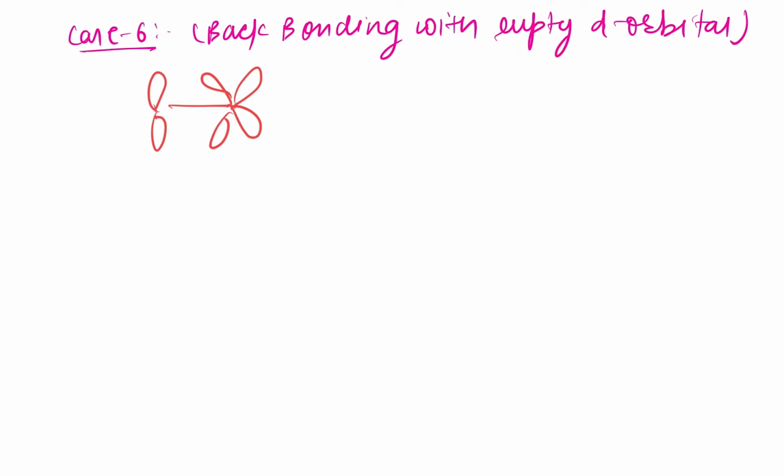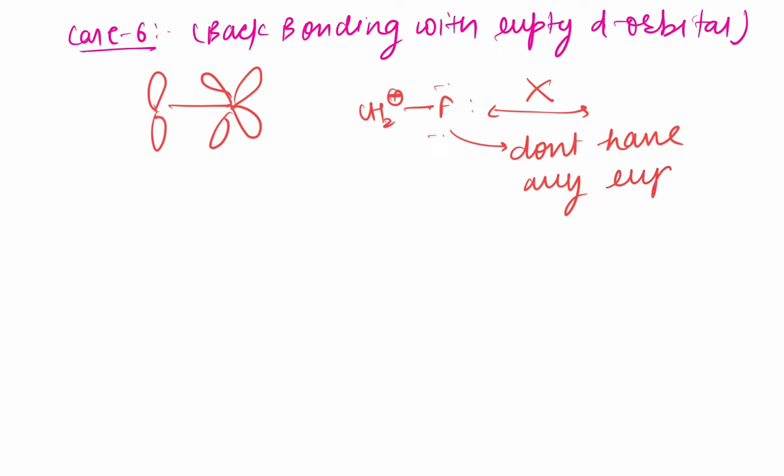So when is it possible? Like CH2 minus F, and F has a lone pair. So will it resonate? No, it will not resonate because F doesn't have any empty d orbital. So it is not the case of that. Now, fluorine is 1s2 2s2 2p5, so there is no empty orbital in the shell.